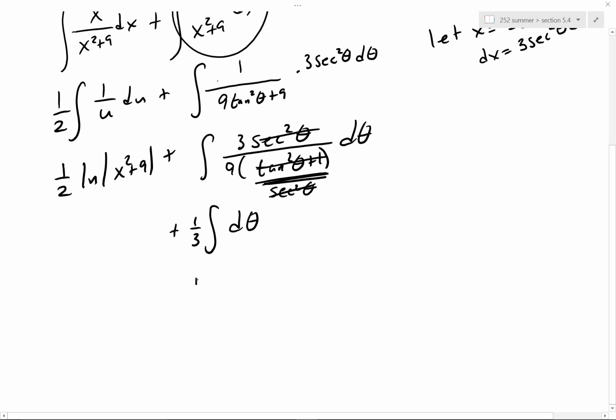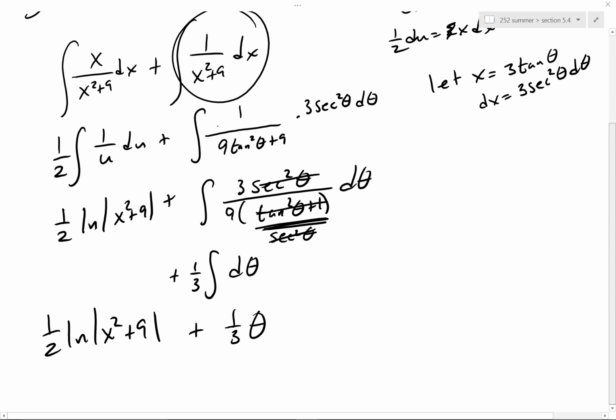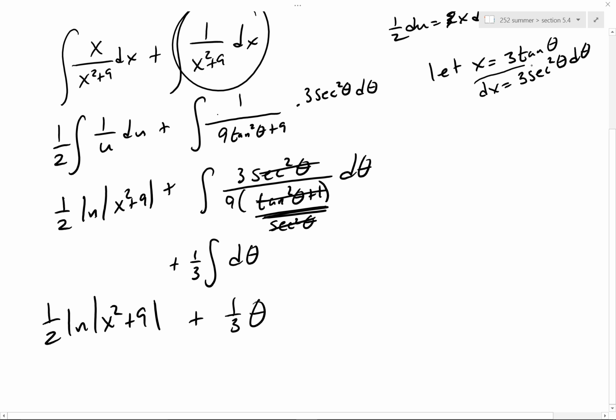Well, what does that integrate to? It's 1/3 theta. And you're like, well, that's nice, Jay. What does that mean to me? Well, remember, this is trig substitution. So up here somewhere you said, let's let x equal 3 tangent theta, which is equivalent to saying that x over 3 is the tangent of theta.